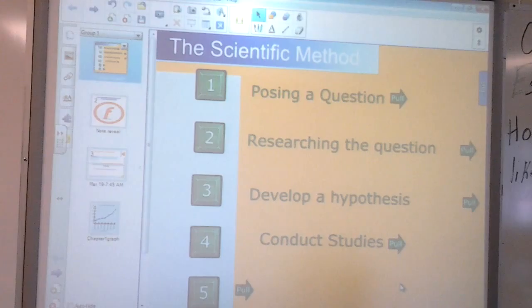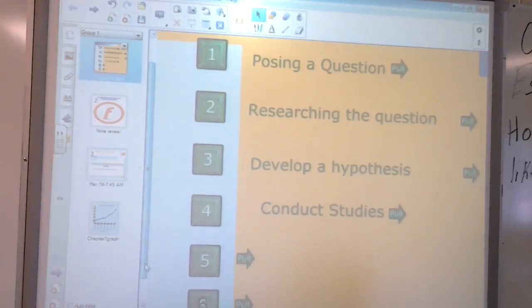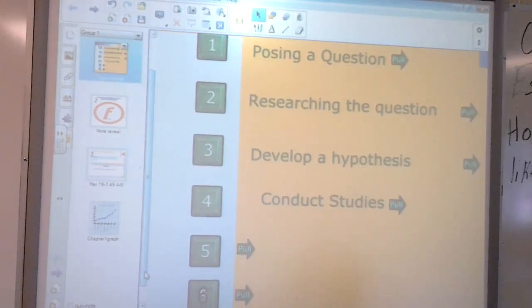Then you conduct some studies. Look at some different control groups or whatever, and conduct some studies about whether or not this is actually the case. Then collect and analyze all that information.